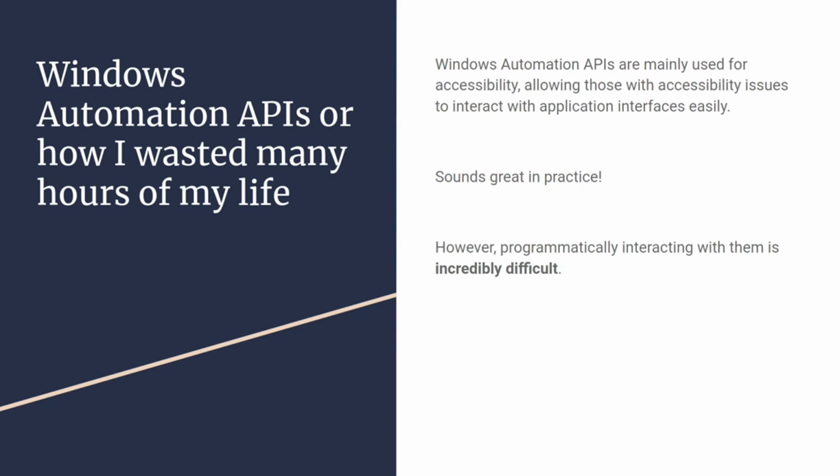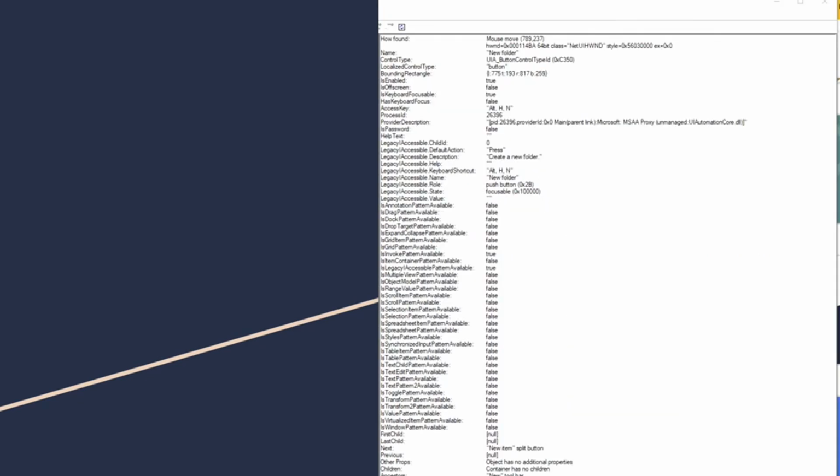So we click on the new folder button, for example. You can see that right at the top, the name of it is new folder. We get the control type, like whether it's a button. We get lots of properties of things related to Windows UI. We also get stuff like keyboard shortcut, default action, a description of what it does.